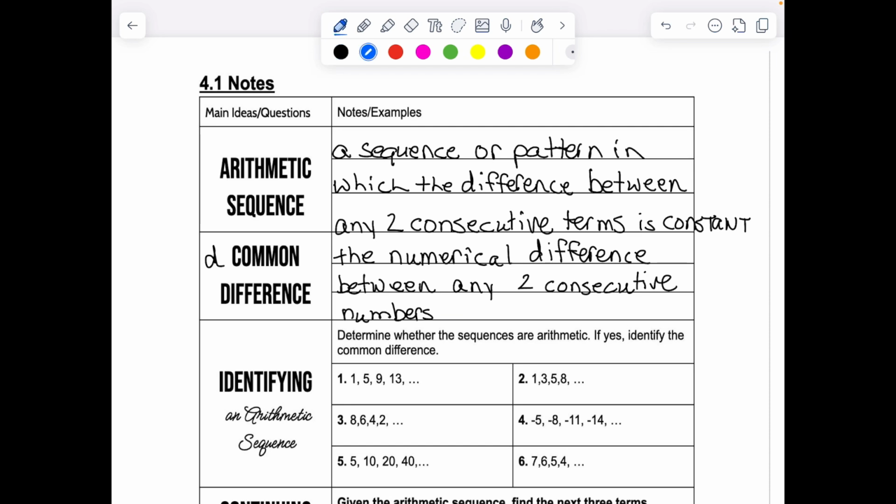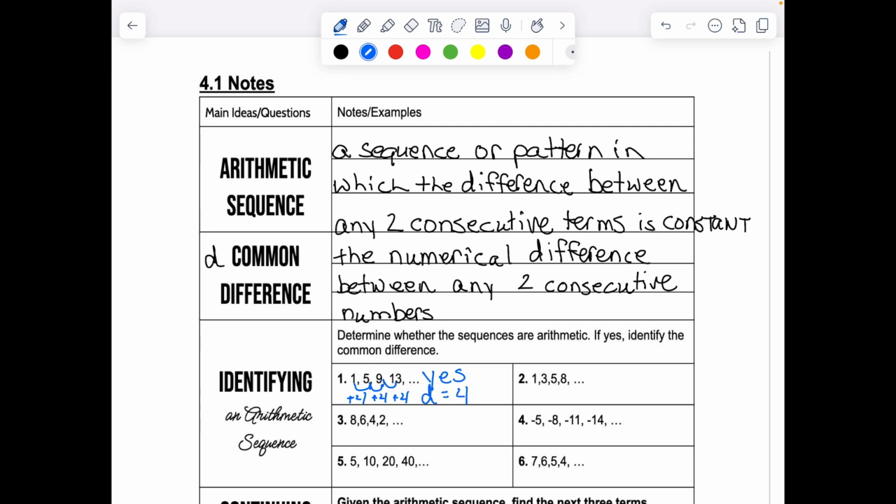So if you look at this example number 1, what are you doing to a 1 to get a 5? Well, you're adding 4. What are you doing to 5 to get 9? You're adding 4. What are you doing to 9 to get 13? You're adding 4. So do you see how that's a constant difference? Every term, 4 is being added. So yes, this is an arithmetic sequence, and my common difference, which is lowercase d, is 4.